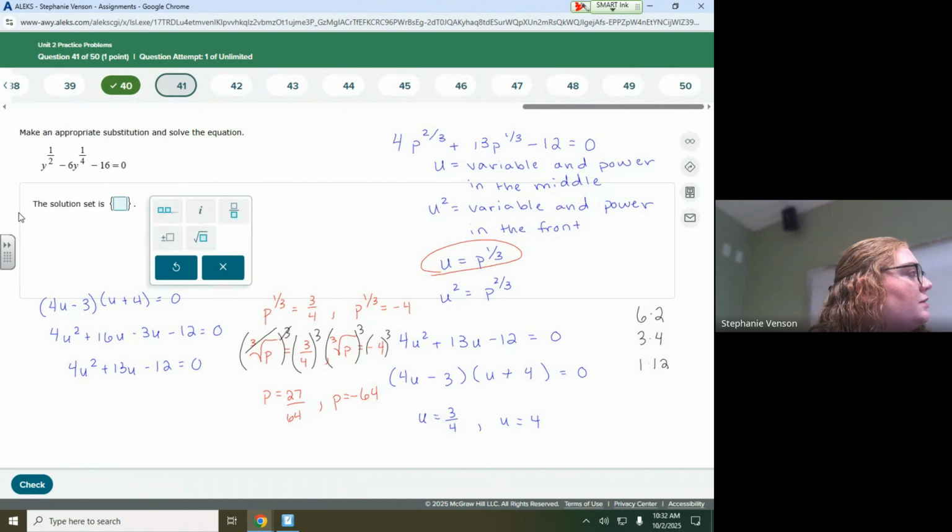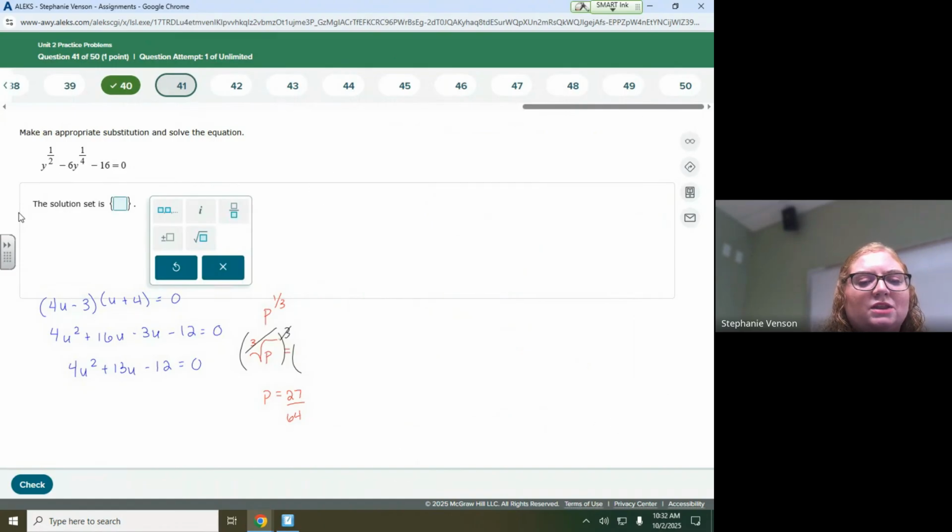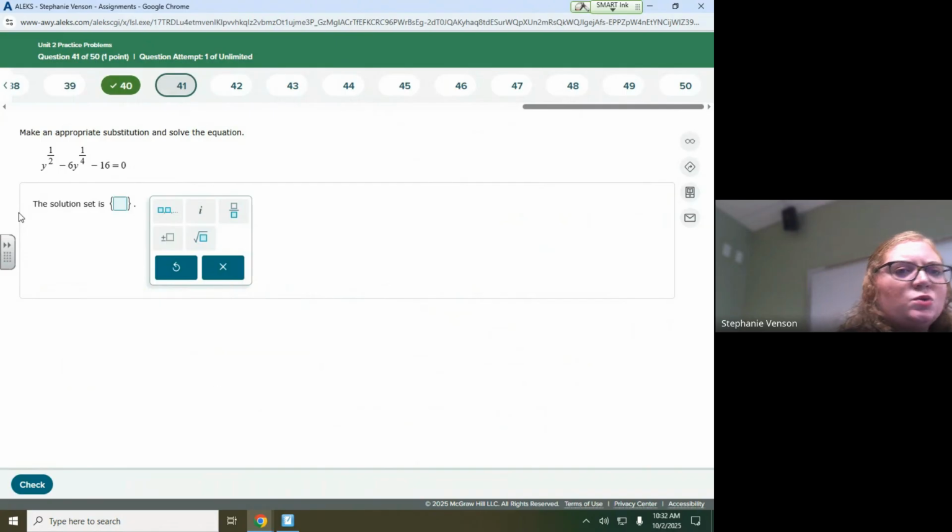This one's very similar, okay? We're going to work it the same way, but there's going to be one thing that's different, and it's that we're dealing with square roots here instead of cubed roots. So you're going to see what that works out to be. But let's work another one, because this is a fantastic example of something else you could get. So y to the 1/2 minus 6y to the 1/4 minus 16 equals 0.